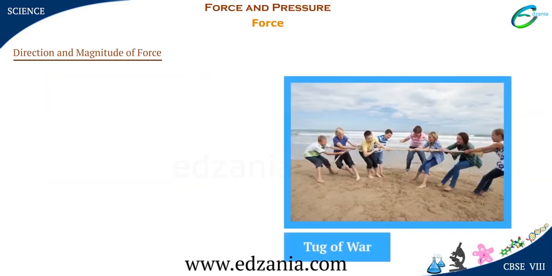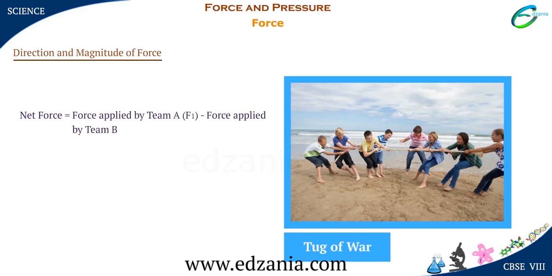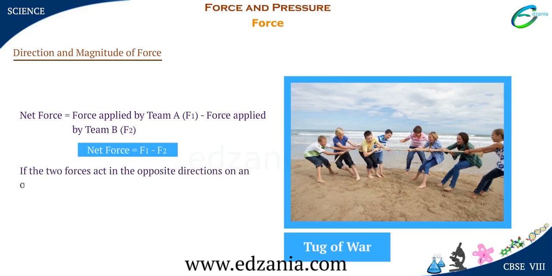In the second case, two teams are playing tug of war. They are pulling a rope in opposite directions. Net force will be the force applied by team A minus the force applied by team B. If the two forces act in opposite directions on an object, the net force acting on it is the difference between the two forces.